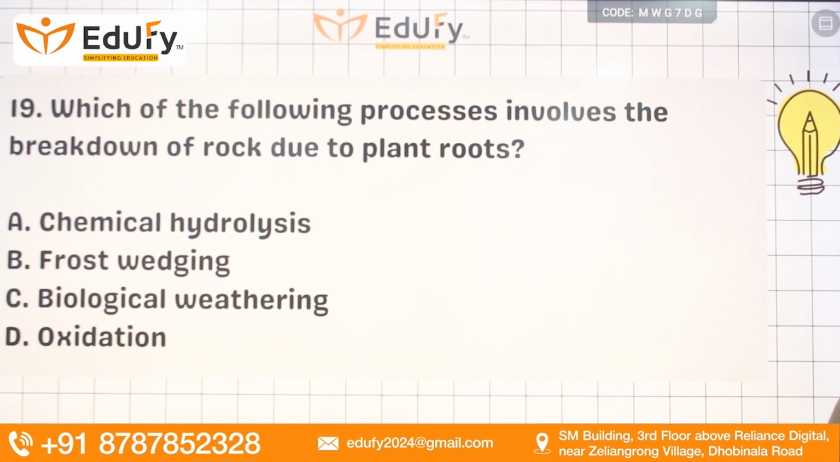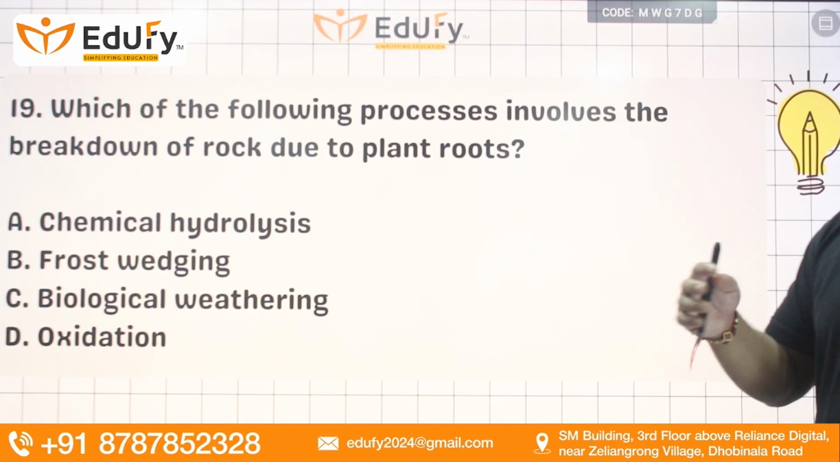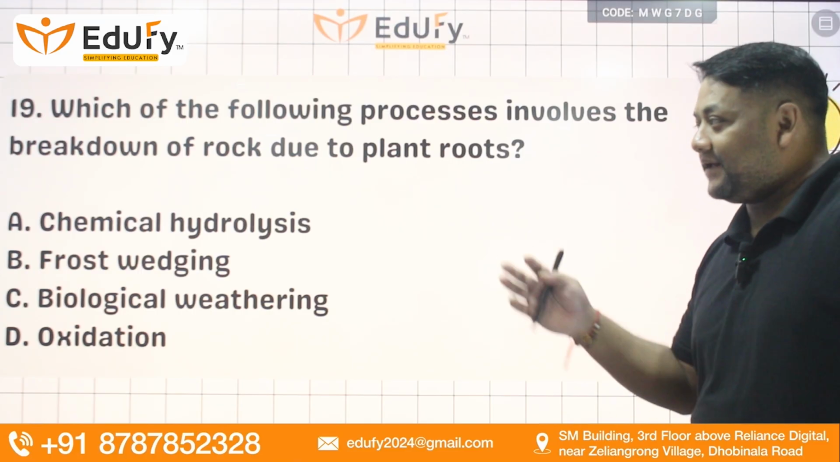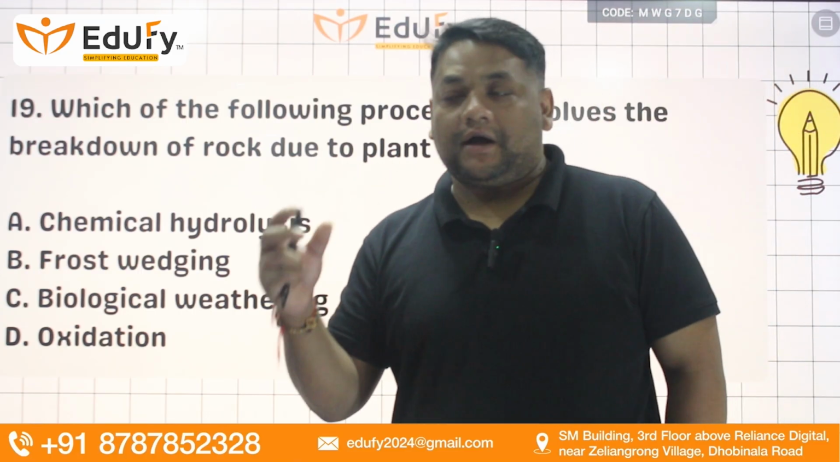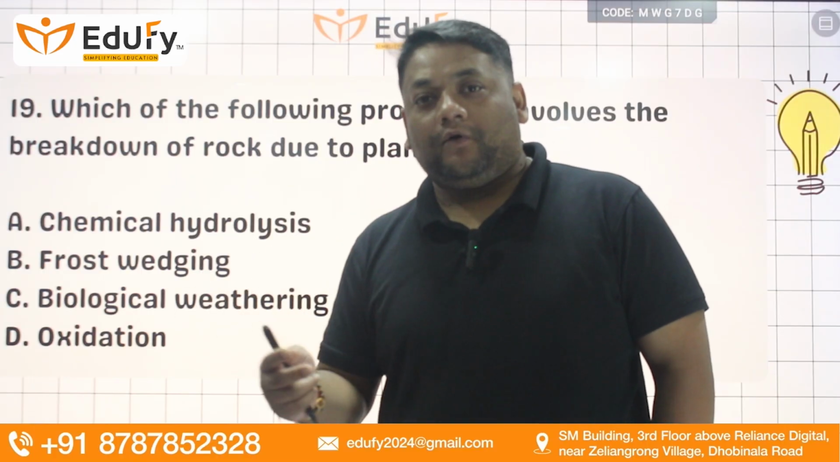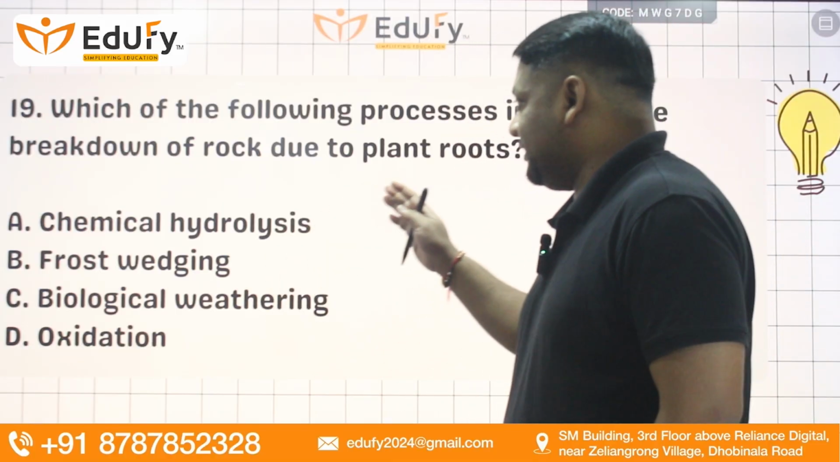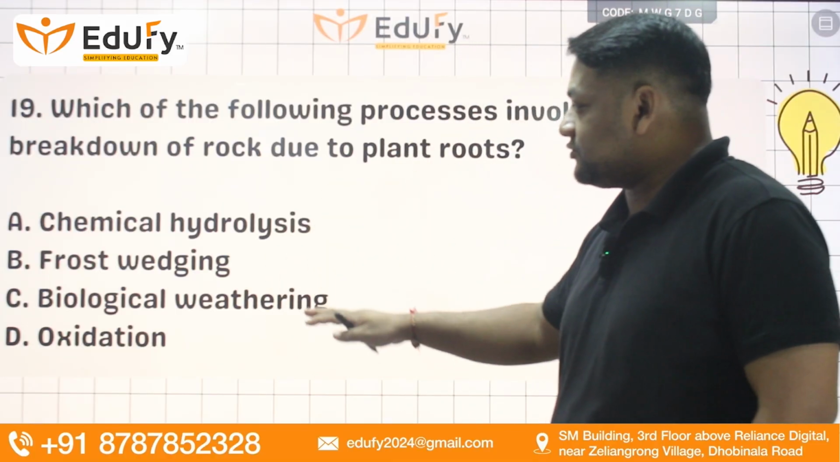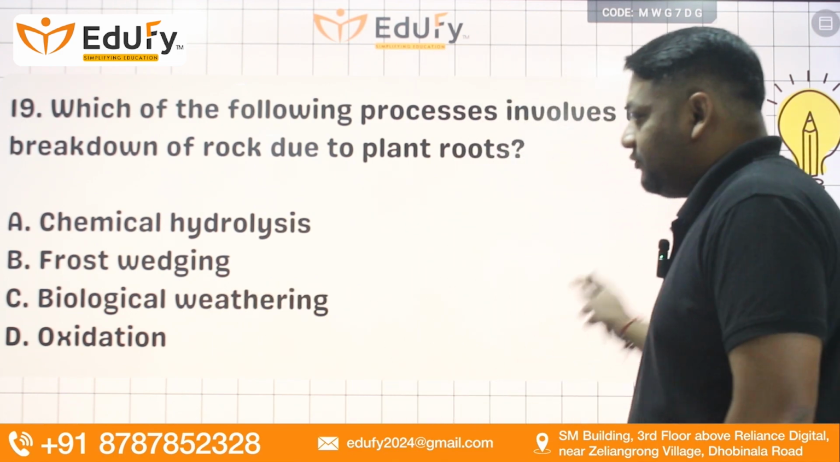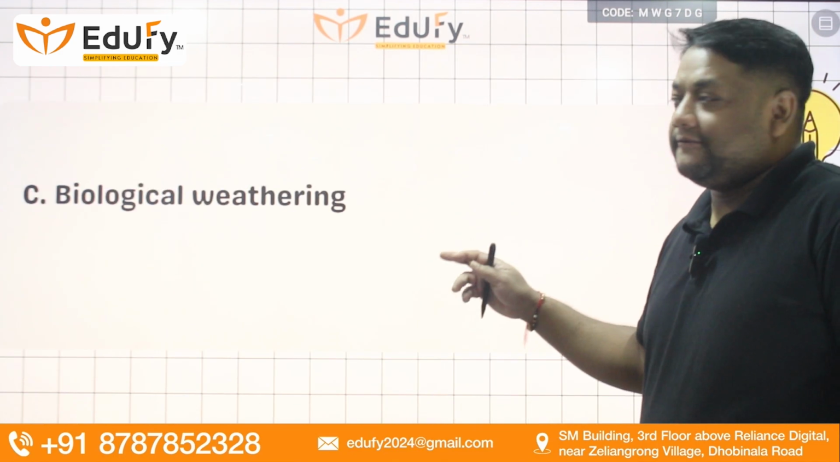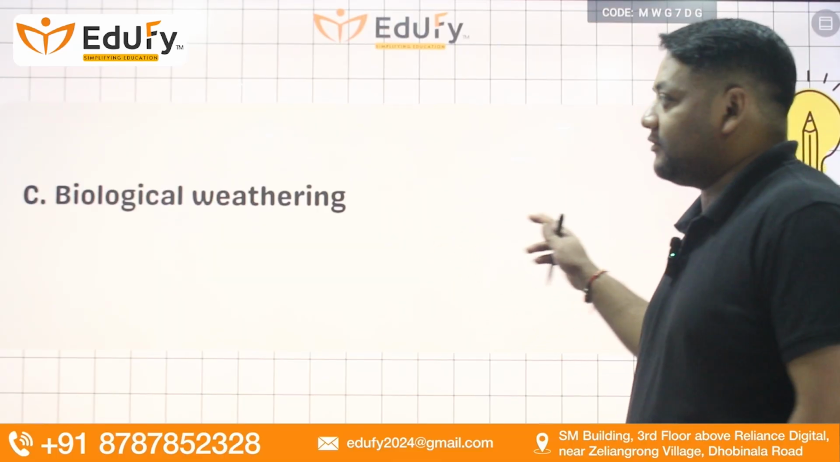Okay, next, which of the following processes involves the breakdown of rock due to plant roots? Chemical hydrolysis, frost wedging, biological weathering, oxidation. Remember, we often see in our practical life plants invading the spaces of walls or any type of rocks and breaking them down. This is plant involvement in breaking of rocks. So technically it's biological weathering, where life is involved in physical breakdown of rocks.